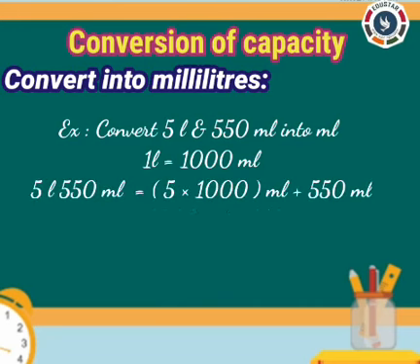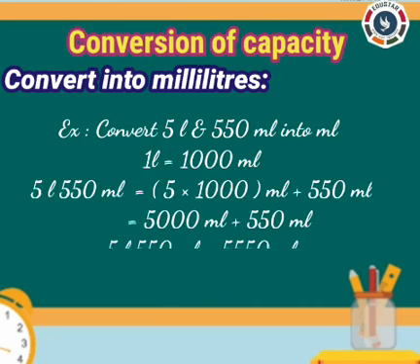For example, the toilet flush tank has a capacity of 5 liter 550 milliliter. How many milliliters of water flows down the pot when you flush the toilet? This sum is based on liter and milliliter to milliliter conversion. We know already 1 liter is equal to 1000 milliliter.